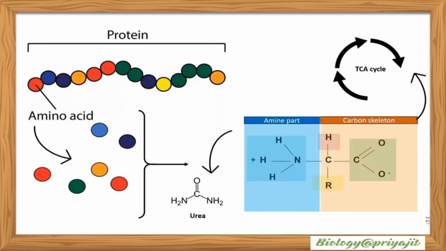So proteins are broken down into amino acids, which are the basic constituents of the protein. Now this amino acid is further broken down. The amine part of the amino acid generates ammonia and is further excreted as urea, whereas the carbon skeleton of the amino acid is recycled and used in several biosynthetic pathways such as the TCA cycle. Now in this video we will look at the overview of amino acid catabolism.